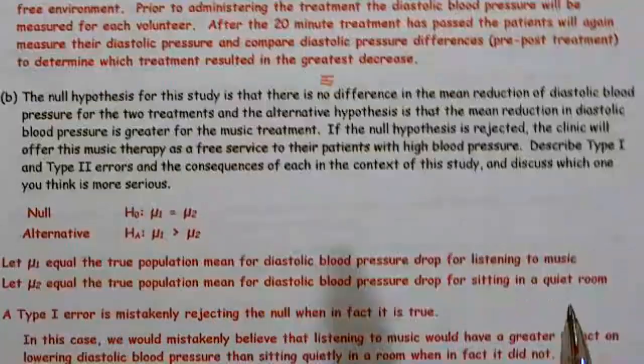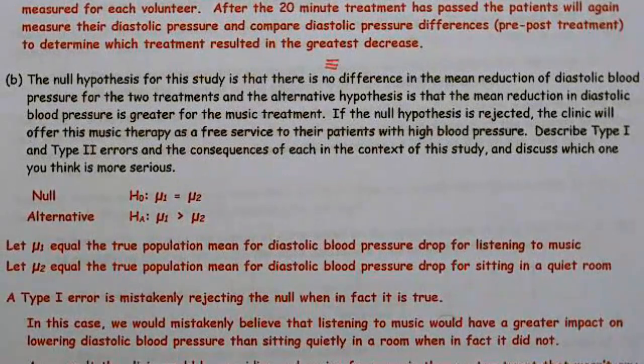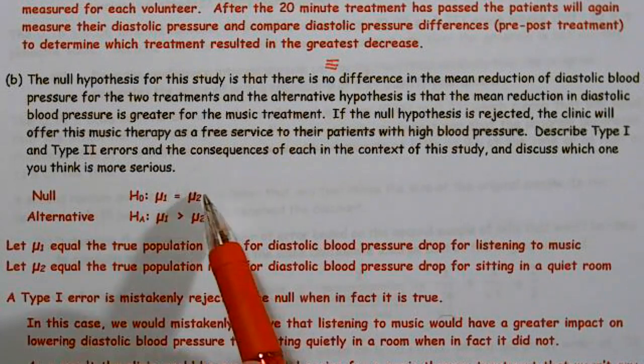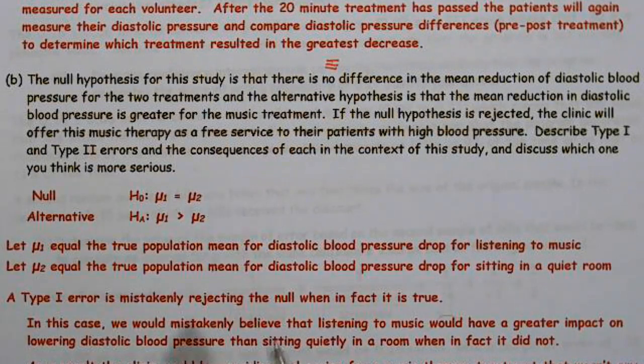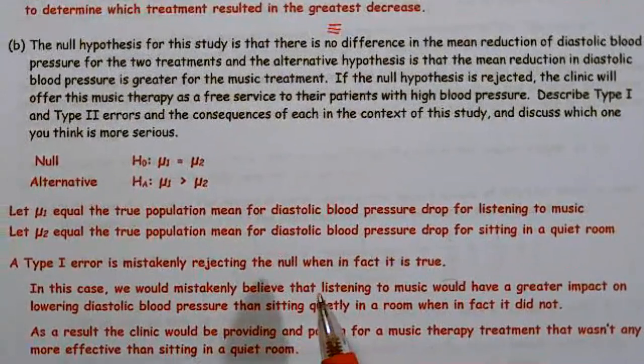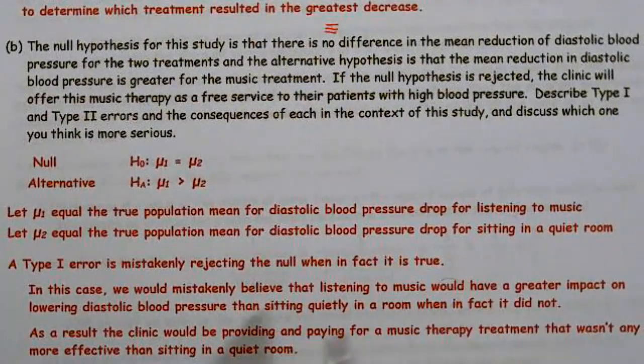Well, a type 1 error is always rejecting. I highly recommend that you give a simplified definition, which is what I did, because it lets the grader know what it is you're thinking, and lets them know that you know something. And so a type 1 is mistakenly rejecting the null when it is in fact true. So I rejected this, but that was an error. It was actually true. In this case, we would mistakenly believe that listening to music would have a greater impact on lowering diastolic blood pressure than sitting in a room when in fact it did not.